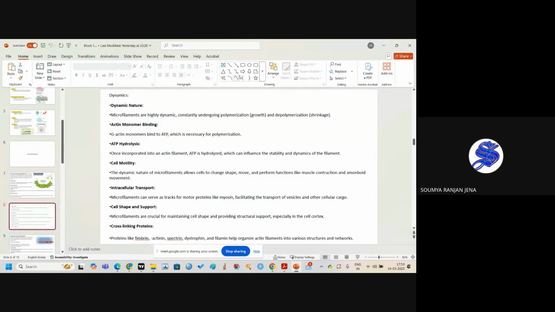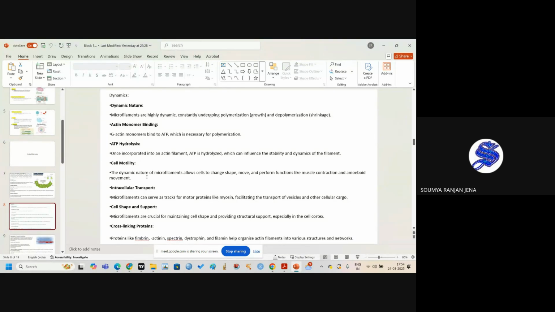If we go to the dynamic nature of these microfilaments, the microfilaments are highly dynamic and constantly undergoing polymerization or depolymerization. For polymerization and depolymerization, it requires one molecule of ATP, and this ATP molecule should be hydrolyzed. If this ATP molecule is not hydrolyzed, then the polymerization or depolymerization will not occur, or the cell shape or size will not be maintained. And another function of these microfilaments is cell motility.